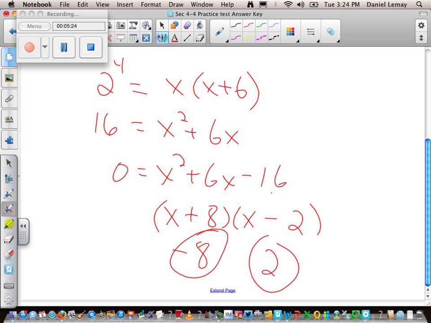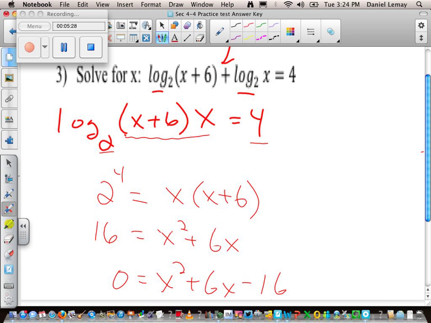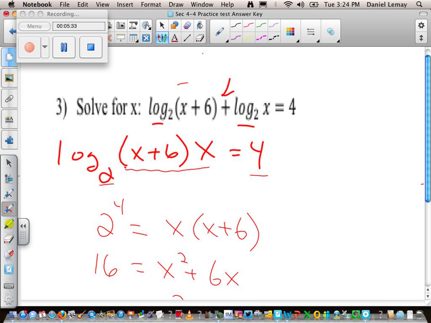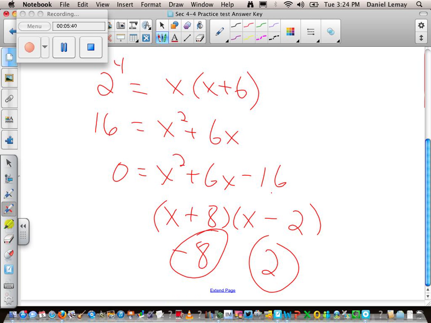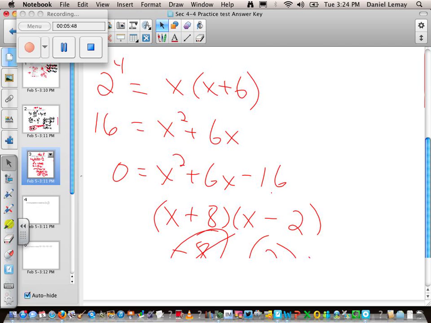However, we got to check for extraneous roots. If I substitute in, I got to go back to the original. If I substitute in negative 8 here, I'm going to get a negative number. Same thing there. So the negative 8 is not a solution. It's an extraneous root, so we're going to cross that out. 2 is going to be the only solution. When we get to graphing these things, hopefully that'll make more sense to you, why we get to cross out the extraneous.